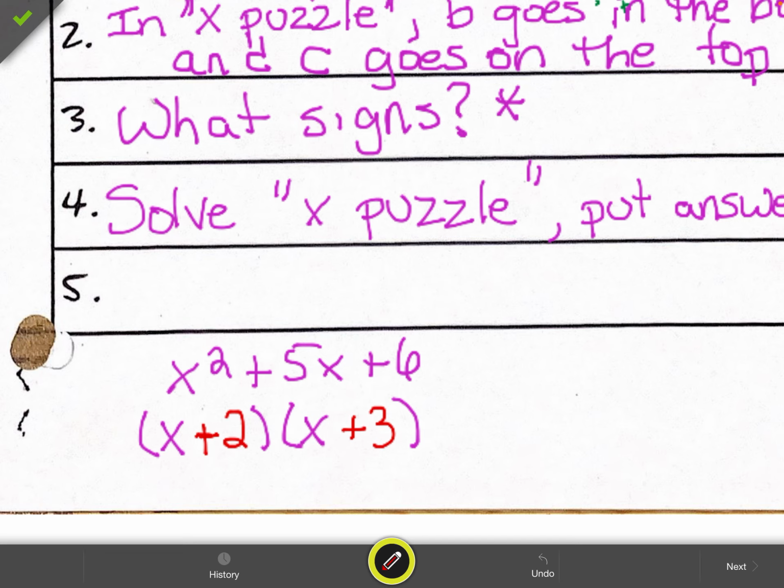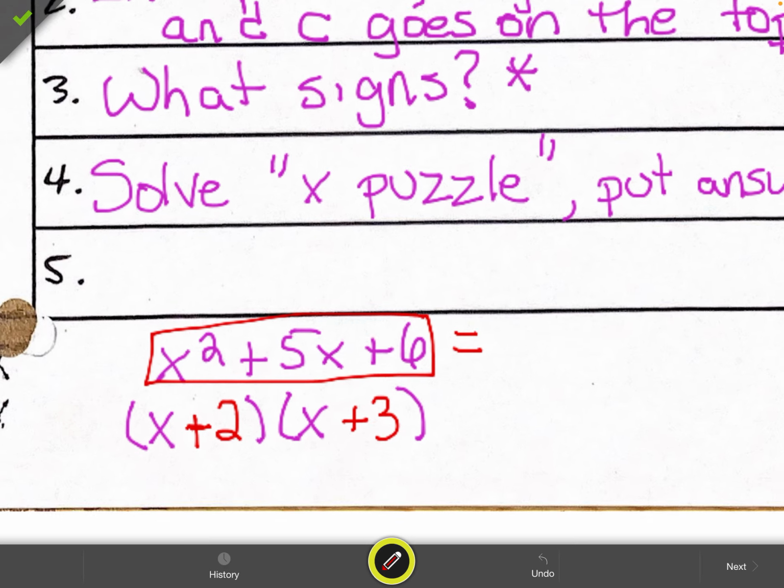That is how you factor. Okay, so what you just figured out is, technically, this is the final answer. We're working backwards. They want to know what binomial times what binomial will give me this trinomial, x squared plus 5x plus 6. So remember, like 2 weeks ago, we worked on multiplying those out.